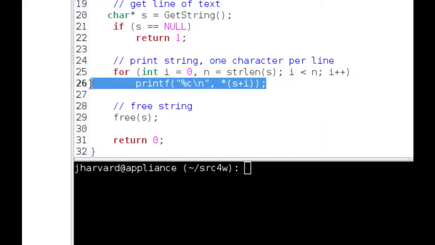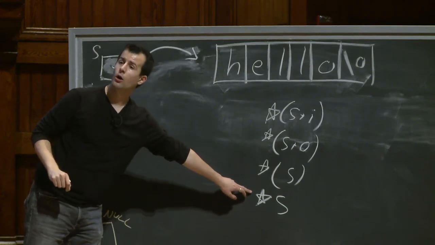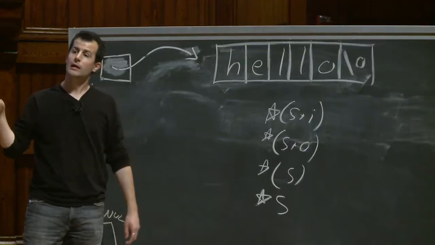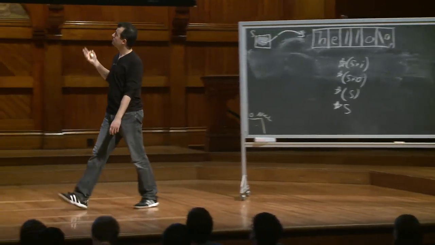So what gets printed on the first iteration of that loop in line 26? I print out %c, which is the placeholder for a character, then a backslash n for a new line. Star of s plus i, where i is 0, is just this. So what char do I place in for %c? H.